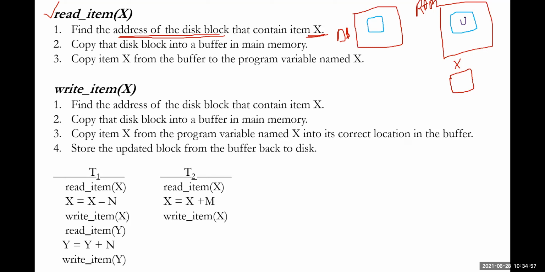X is available somewhere here. This is the value of X. The blue colored thing is the entire disk block, and within that we have X. X will be copied from random access memory to your program location. This is the value of X, let me say that is 10 or 20, whatever it may be. It has been copied.